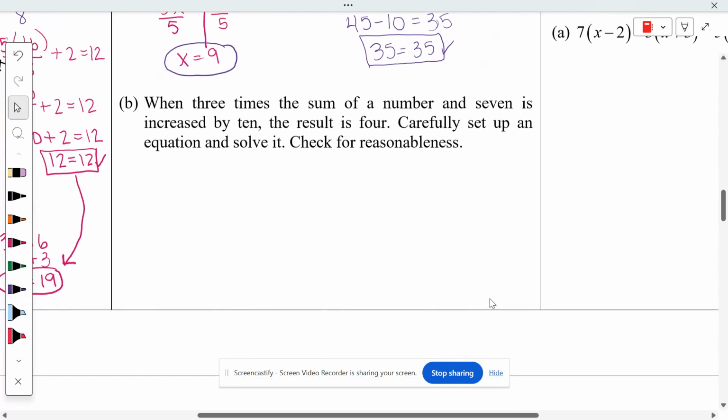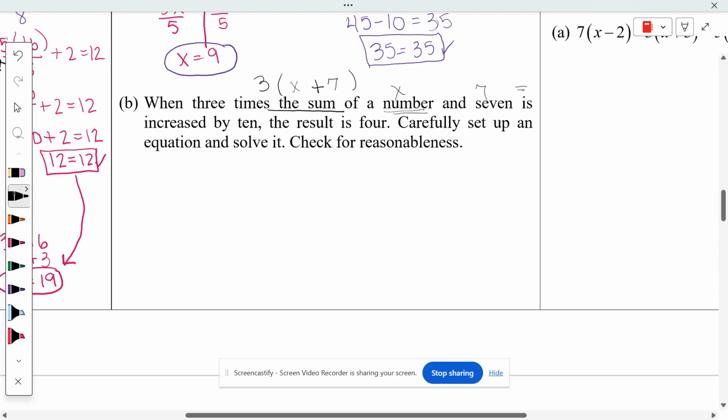All right, let's look at our second translation. 3 times the sum of. Well, the sum of, that's an addition problem, but it's going to get put in a parenthesis. We're going to take 3 times that. Well, what two things are we adding together? We're adding together a number and 7. So that's what I put in here.